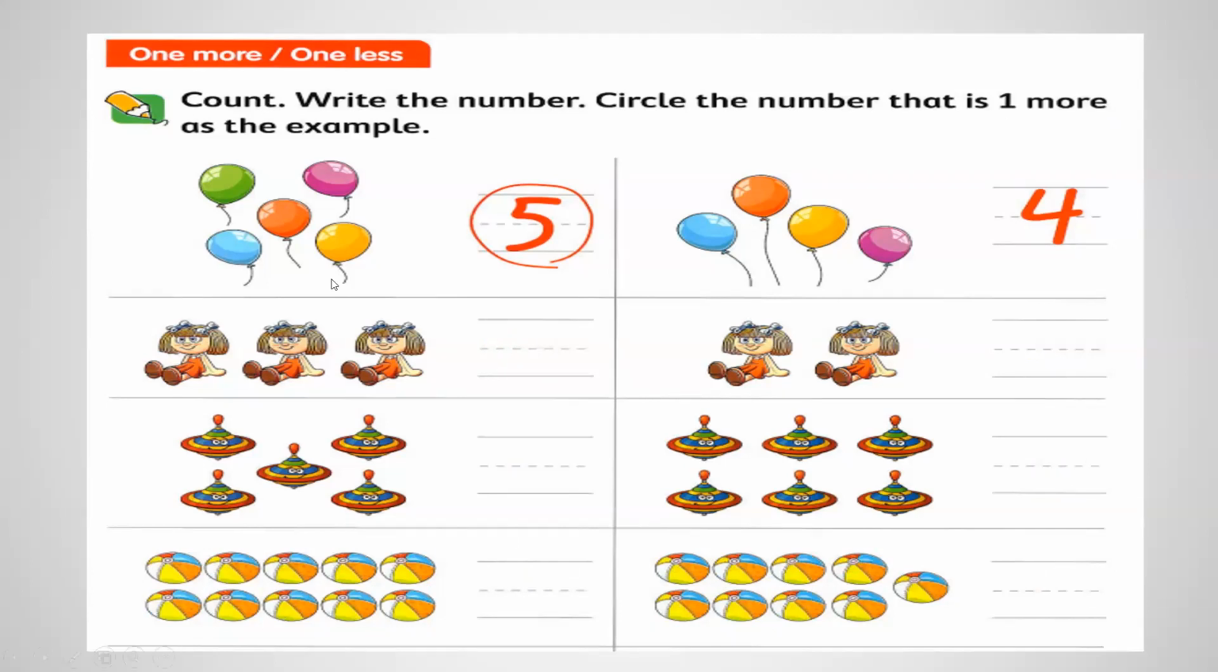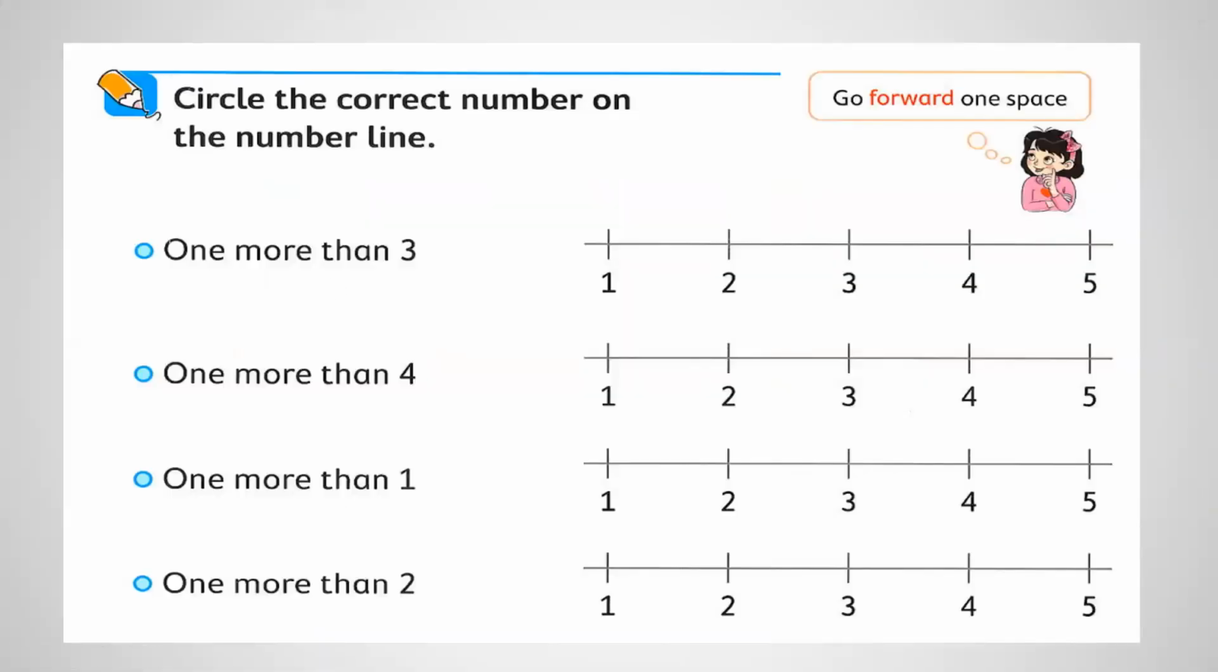Let's solve this exercise together. Circle the correct number on the number line. If I want to circle 1 more than 3, go and stop on number 3. I need 1 more, so more than means bigger, or I am going to move after. So what is after 3? Yes, it's 4. It means that I'm going to put a circle on 4. So what is 1 more than 3? It's 4.